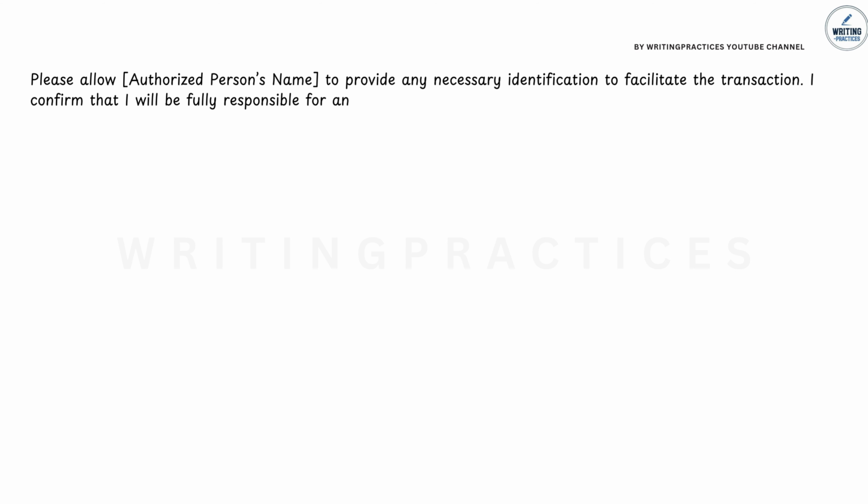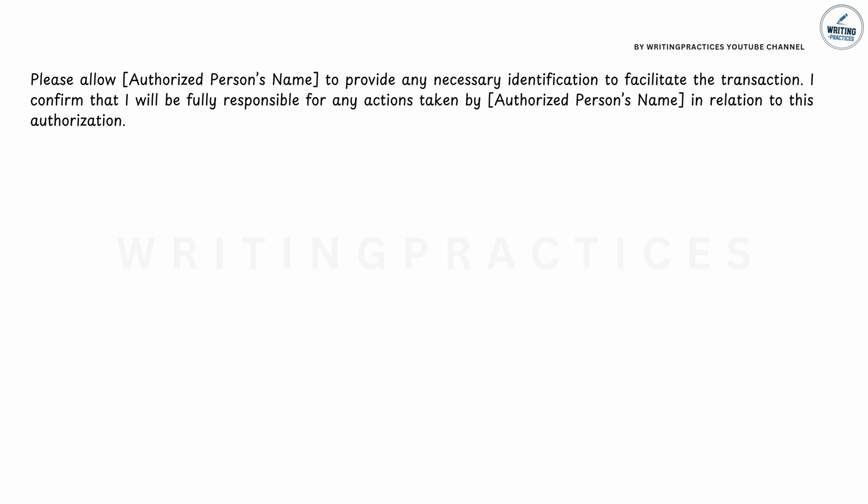Now you should clarify that you take responsibility for the actions of the person you've authorized. You can simply say, "I confirm that I will be fully responsible for any actions taken by [authorized person's name] in relation to this authorization." This part makes it clear that you're giving permission, but you remain accountable for anything that happens as a result.